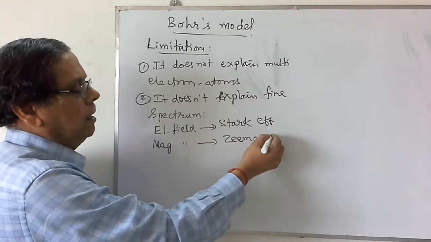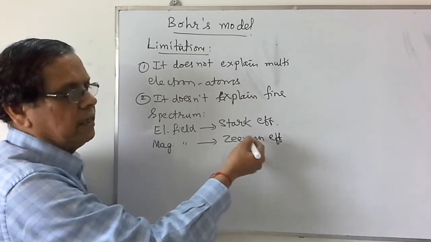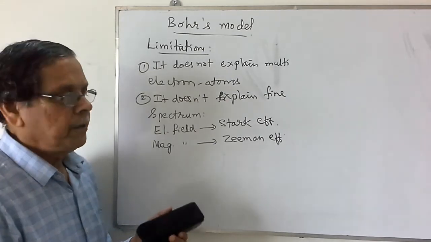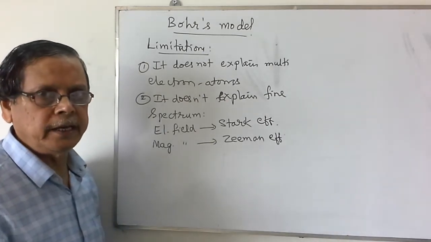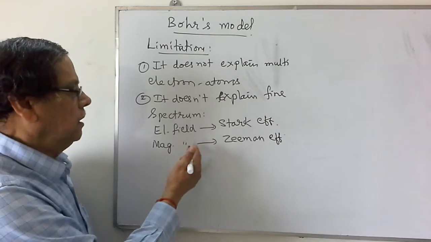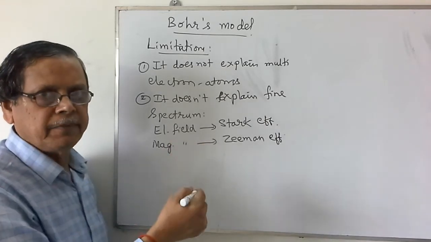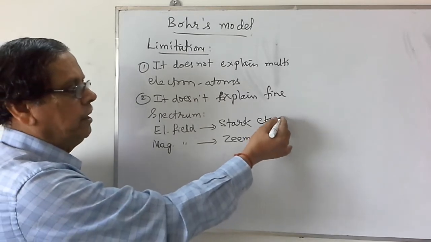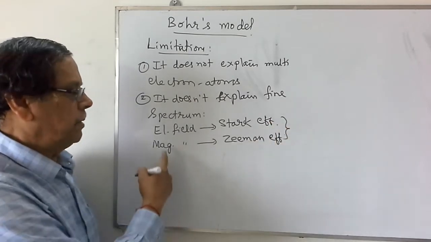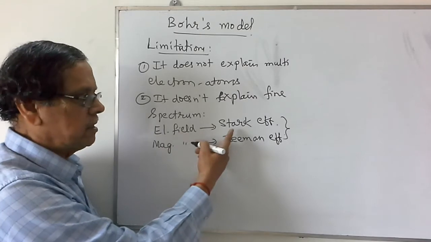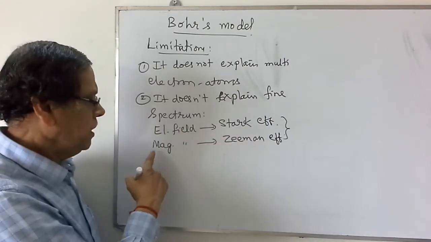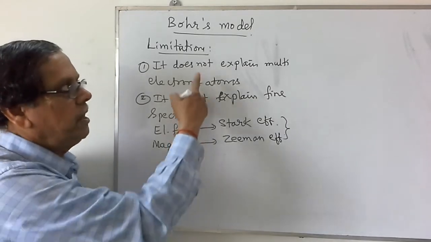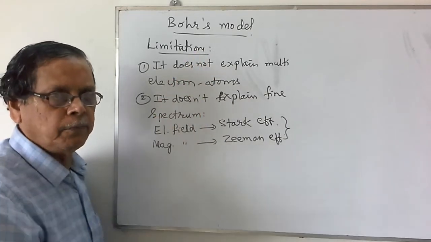So individual lines in the various regions of the hydrogen spectrum, ultraviolet, visible, IR, etc., we consider the single lines, Lyman series, Balmer series, etc. But each such individual line will split into the group of lines in presence of the electric field. That splitting is called as the Stark effect. In presence of the magnetic field, it is called as the Zeeman effect. These two cannot be explained by the Bohr model.